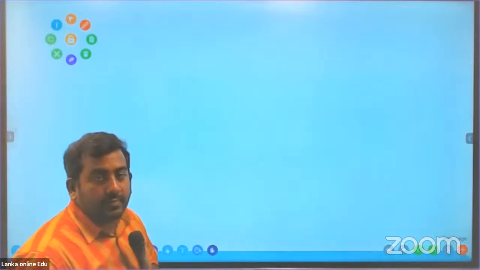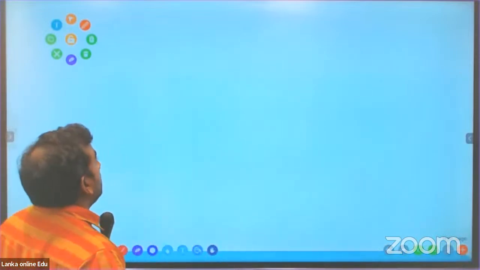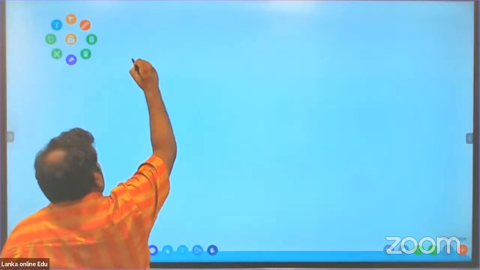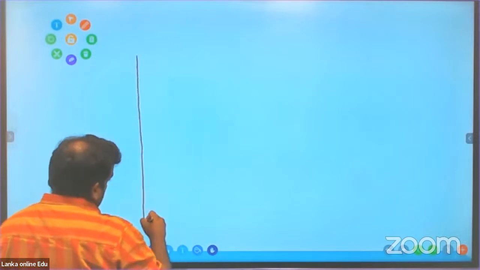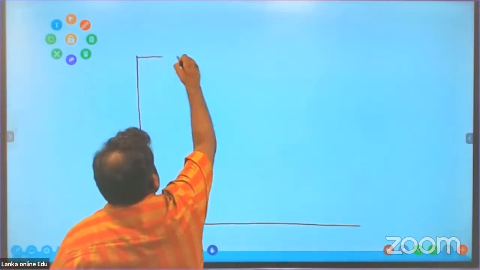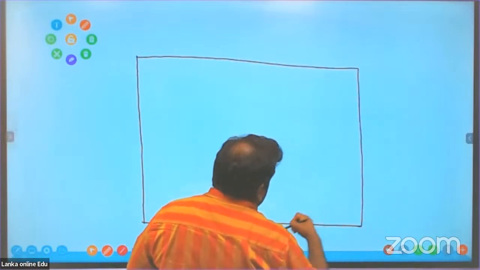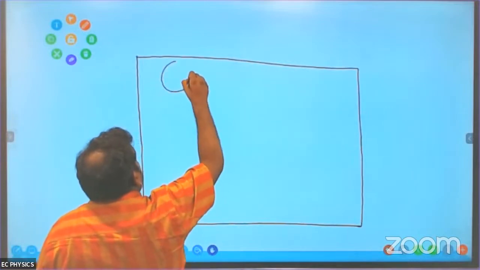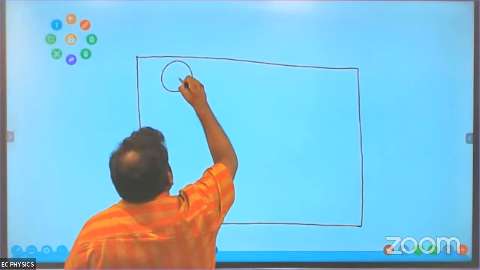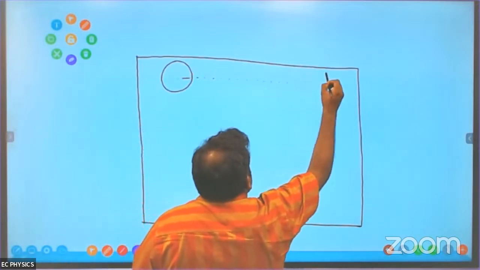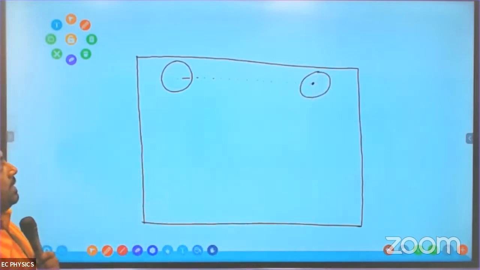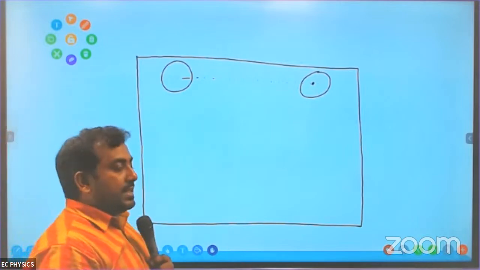Now look at this. How do you do the practical? First I'll show the video in a while. Let's learn this first. What we do is, we have a drawing board. Normally in your school lab, this drawing board is there. We fix two pulleys such that the centers are in line with each other.